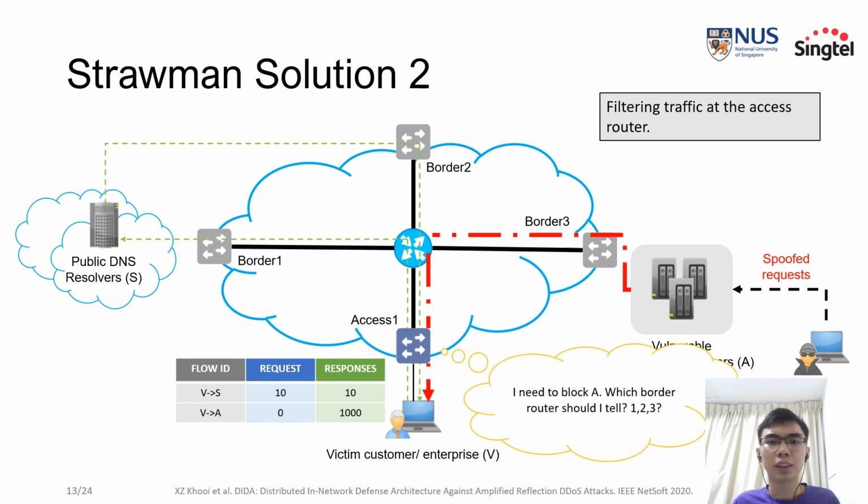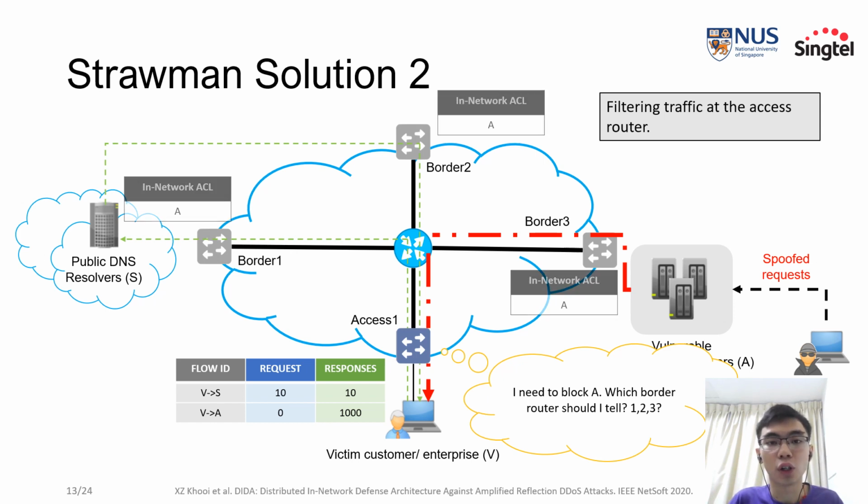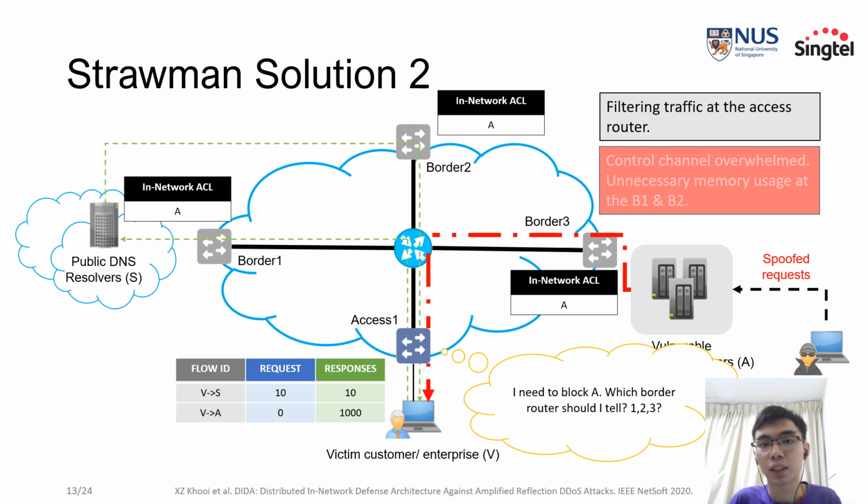However, upon the detection of an attack, access 1 would have to notify other routers to block traffic coming from A. Naively, we can get the help of the control plane, but under the attack, the control plane would be overwhelmed in this case. Apart from that, dropping A on all border routers would cause unnecessary memory usage at border 1 and border 2 specifically, since only border 3 will ever see traffic coming from A.